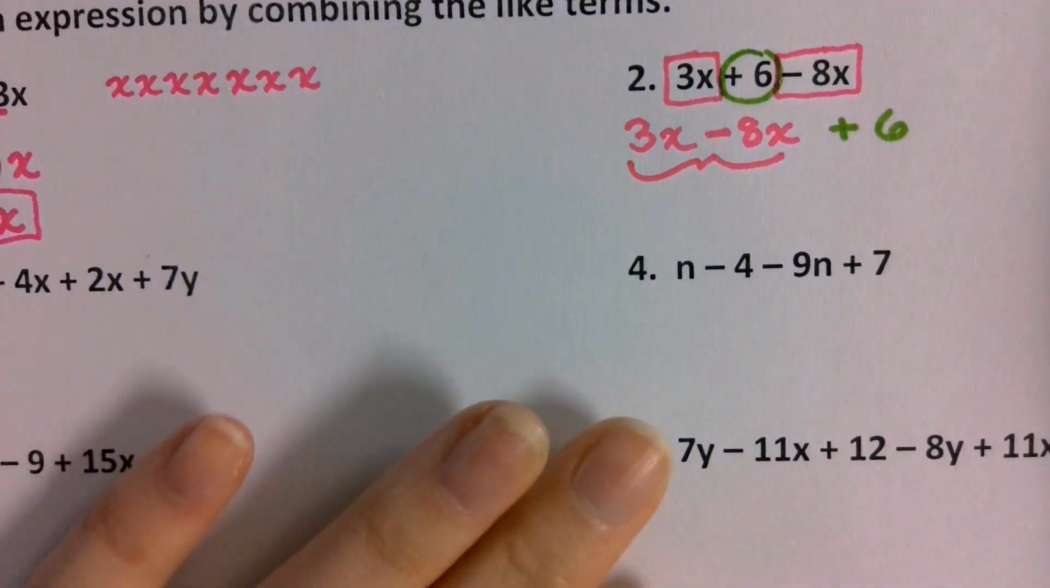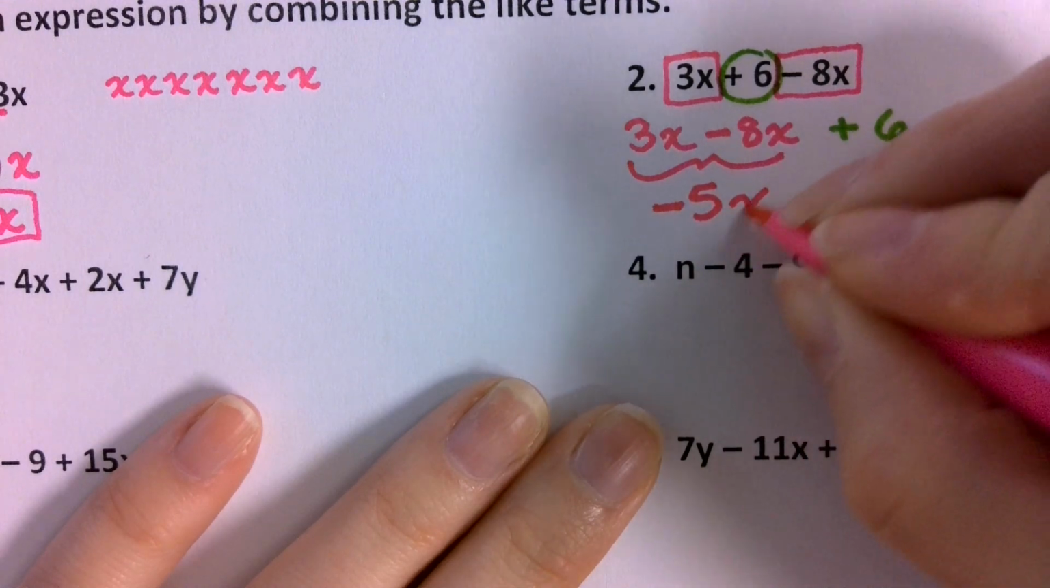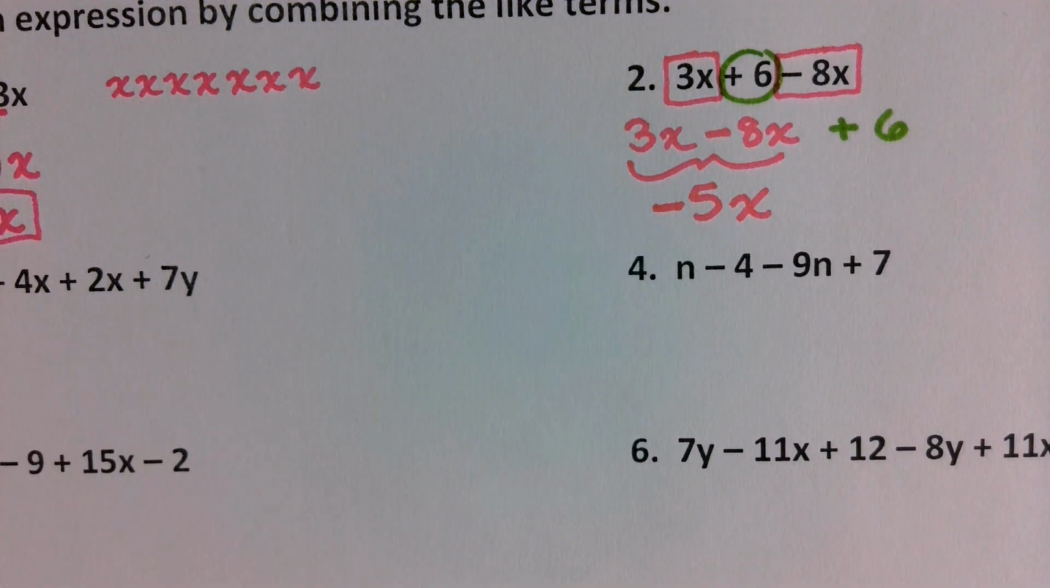Not 5. Negative 5. So that means 3x minus 8x is negative 5x. Just don't forget to attach your variable. And make sure you're paying attention.